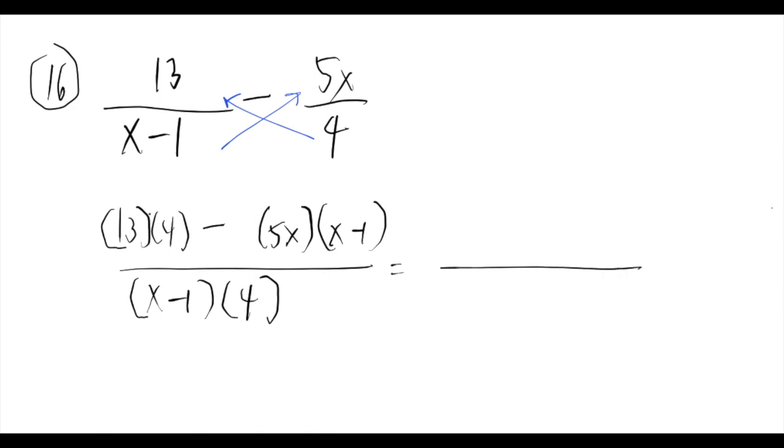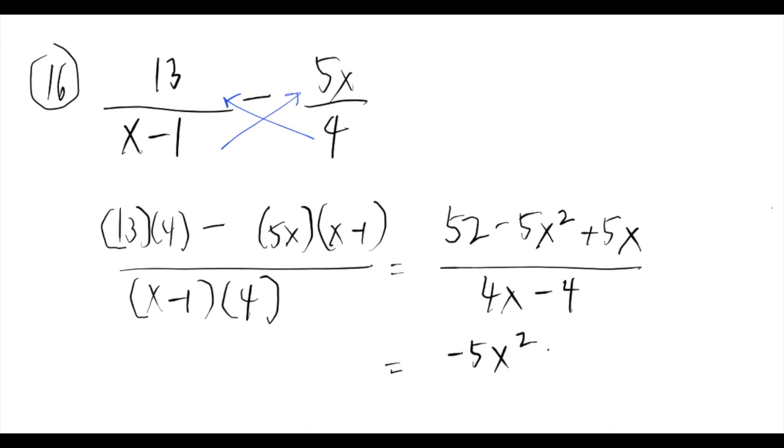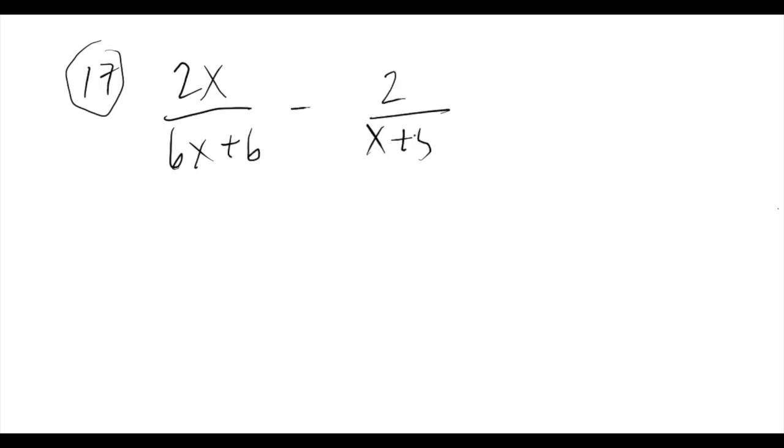Okay, dito sa taas magkakaroon tayo ng 52 minus 5x squared plus 5x over 4x minus 4. Or we can rearrange itong nasa taas. We have negative 5x squared plus 5x plus 52 over 4x minus 4. Okay, number 17. 2x over 6x plus 6 minus 2 over x plus 5.